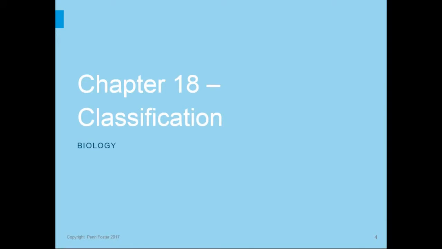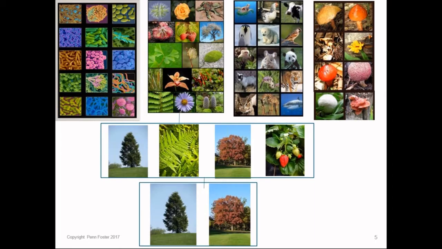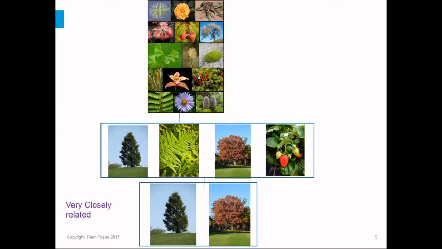This is Chapter 18 from the biology textbook, and this is about classification. This chapter is about ways that we try to organize the overwhelming variety of living things in the world. In the Linnaean classification system, organisms are sorted into big groups, and then those big groups are broken down into smaller and smaller groups. Organisms that share a smaller group are more closely related than organisms that only share a large group but are not in the same smaller group.